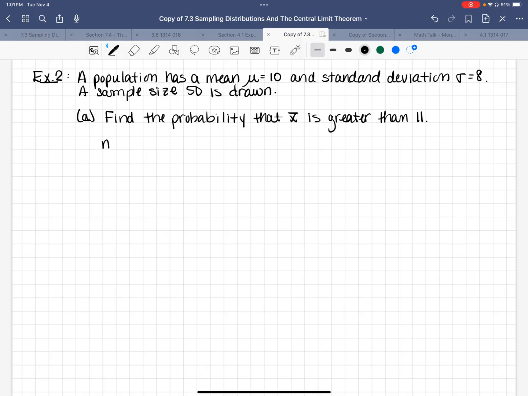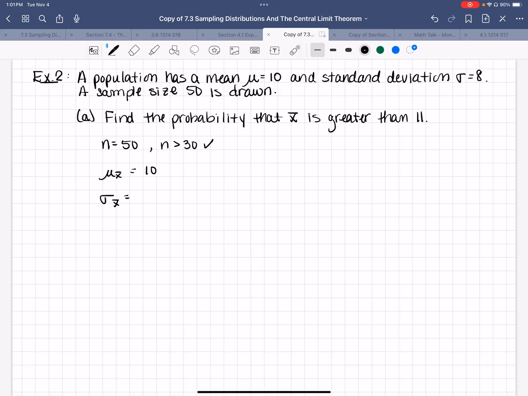Okay, so the first thing we need to do is check n. What does n equal here? n equals 50. So I know that n is greater than 30. We get a check mark on that. Then I also need to find the mean of x bar, and the standard deviation of that simple random sample. Since n is greater than 30, the mean is going to equal the mean of my population, which is 10. So that one's pretty easy.